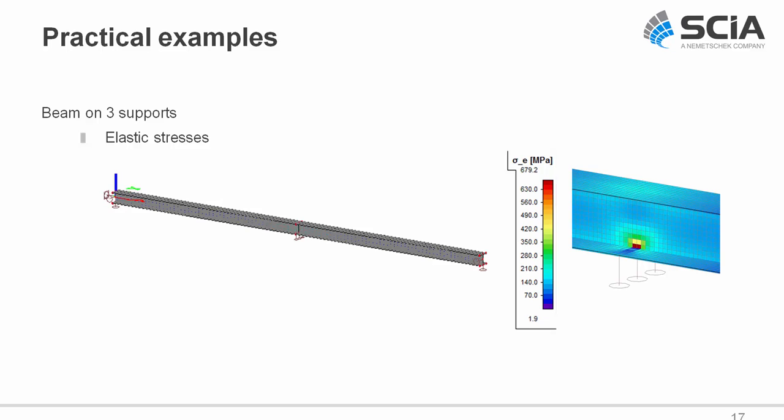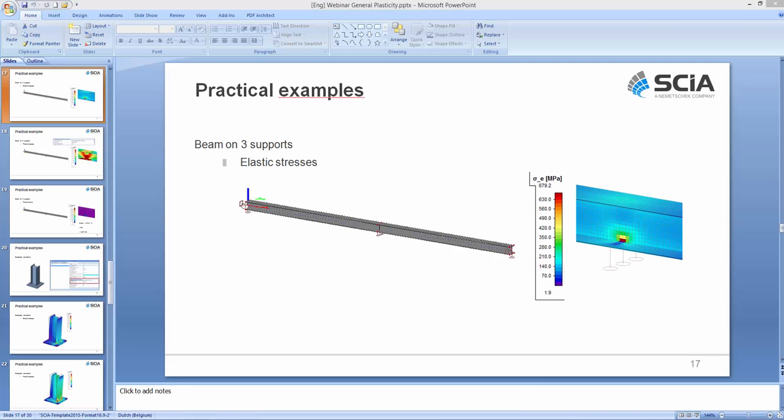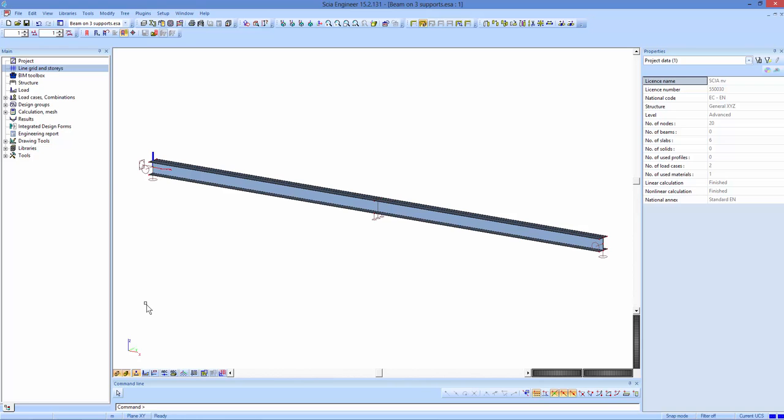Let's now have a look at the second practical example. This example is actually a beam on 3 supports. You can perfectly model it really fast with 1D elements. In this example, it is modeled with 2D elements using plates and walls to be able to use the general plasticity functionality, of course. And again, I'm going to switch to SCIA Engineer itself for this example.